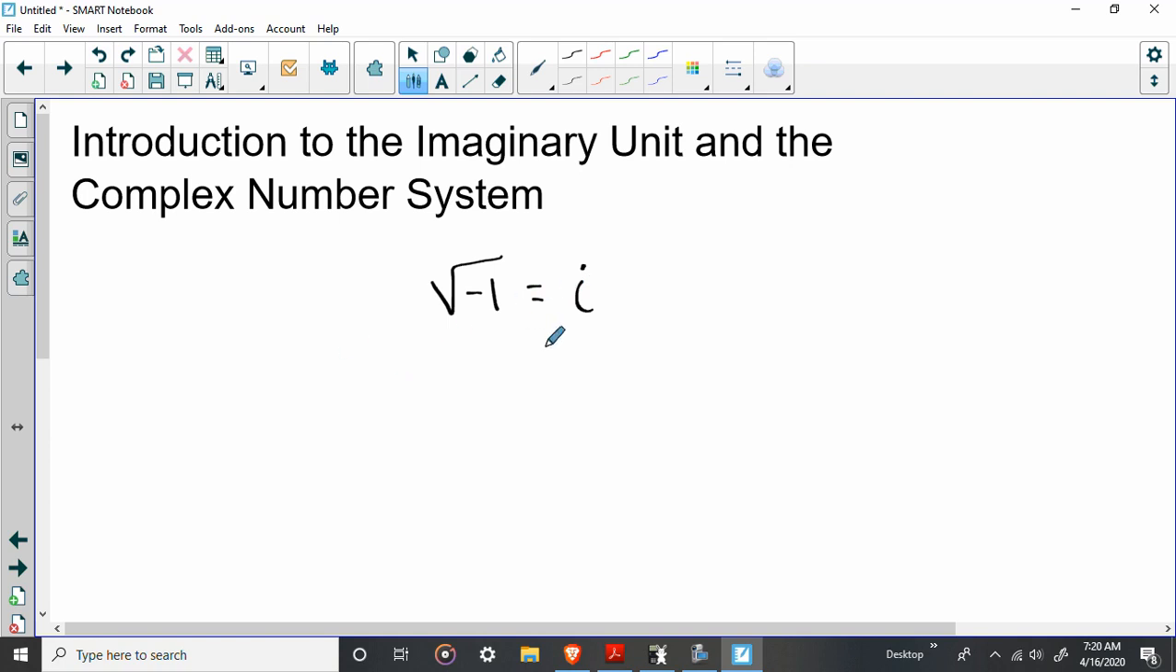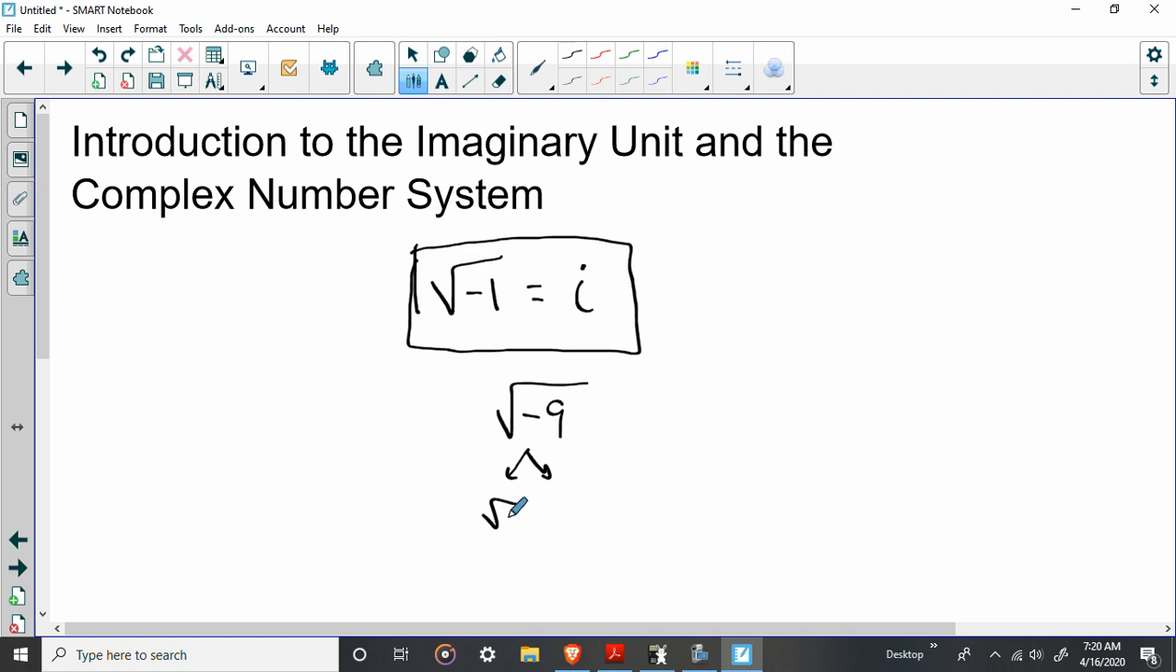All right. So let's just talk about that. This is the one thing you need to know coming out. The square root of -1 is i. It is the imaginary unit. So what if I said, what's the square root of -9? Well, you guys know I'm allowed to split this up. This is the square root of -1 times the square root of 9. The square root of 9 is 3, and the square root of -1 is i. So the square root of -9 is, you put the number first, you put the imaginary unit second, 3i.